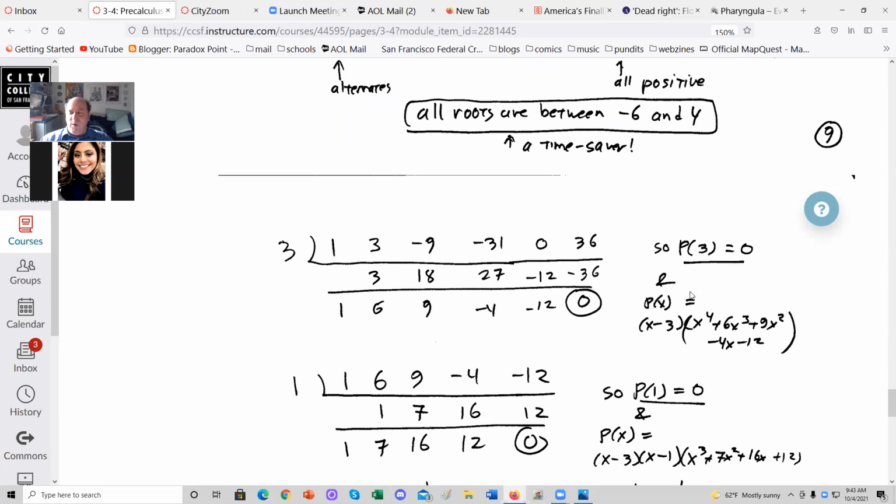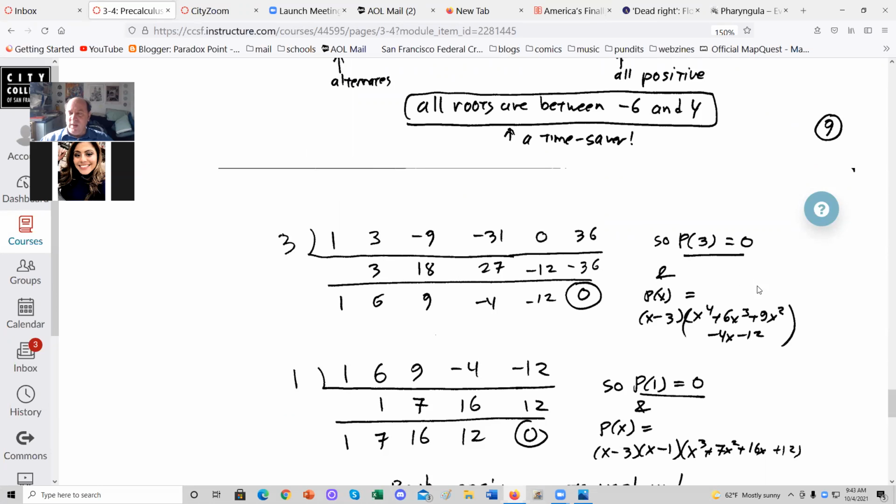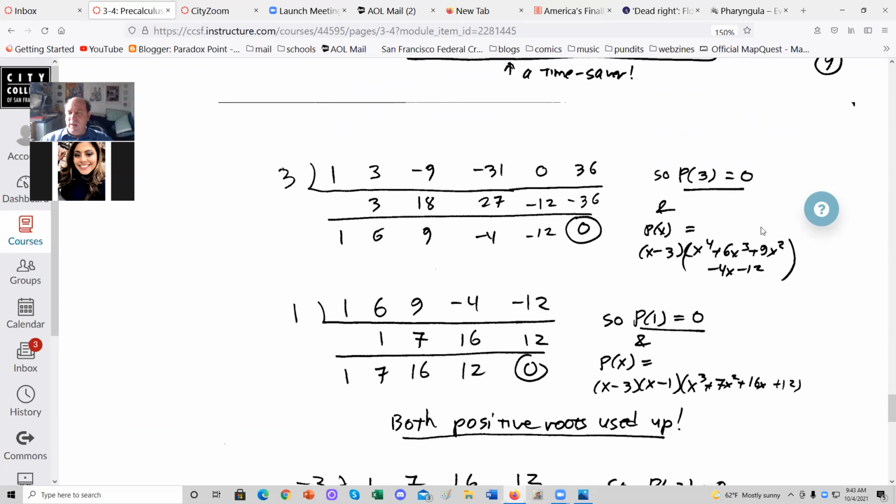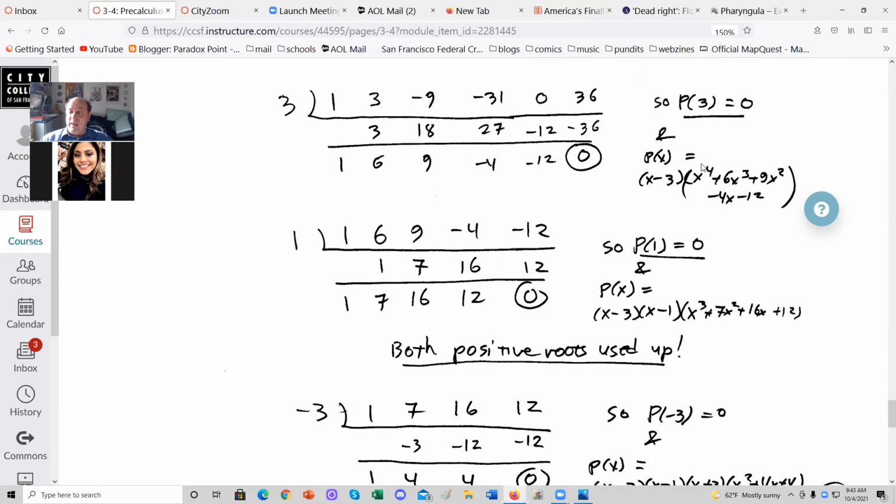We found a root. And what's more, this 4th degree polynomial has all the other roots: x to the 4th plus 6x cubed plus 9x squared minus 4x minus 12. That times x minus 3 is P of x. So we work with this, see what the roots are of this. Let's try 1. Well, 0, bang, P of 1 is 0. Good. And so having extracted x minus 1 from this, we have P equals x minus 3 times x minus 1 times x cubed plus 7x squared plus 16x plus 12.